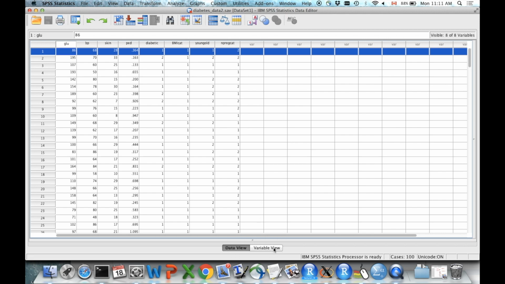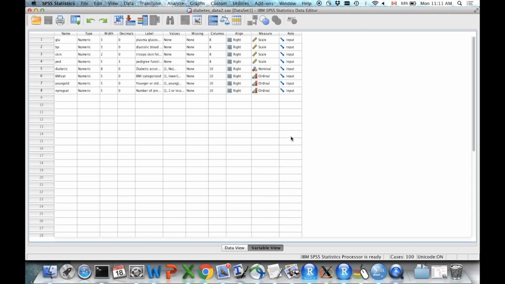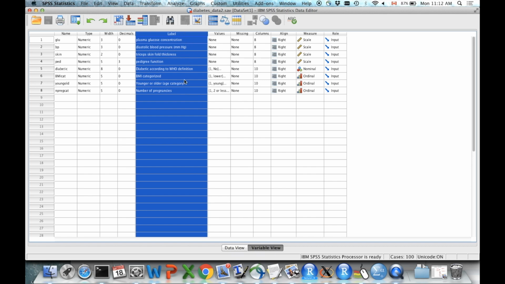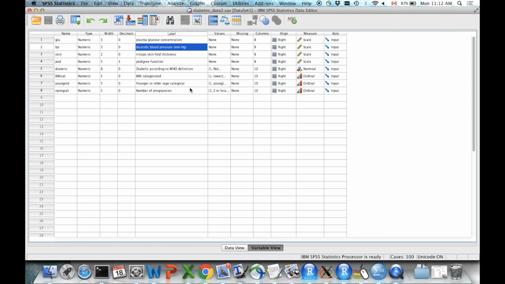If you go to the bottom, you can switch over to the variable view, and that's going to give you more information on each of your variables. On the left side here, you have the variable name, which is just a short, convenient name for each variable. And you also have a label, which gives you a more descriptive title for each variable. So you can see here we have plasma glucose concentration, blood pressure, triceps skin fold thickness, pedigree, whether or not they're diabetic, BMI categorized into lower or higher BMI. I think I changed that to be below the median of the group and above the median of the group. We have age category and number of pregnancies up to that point.